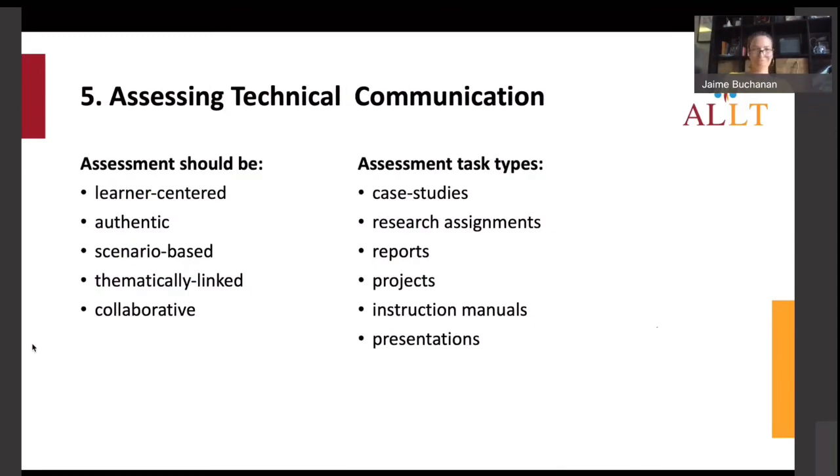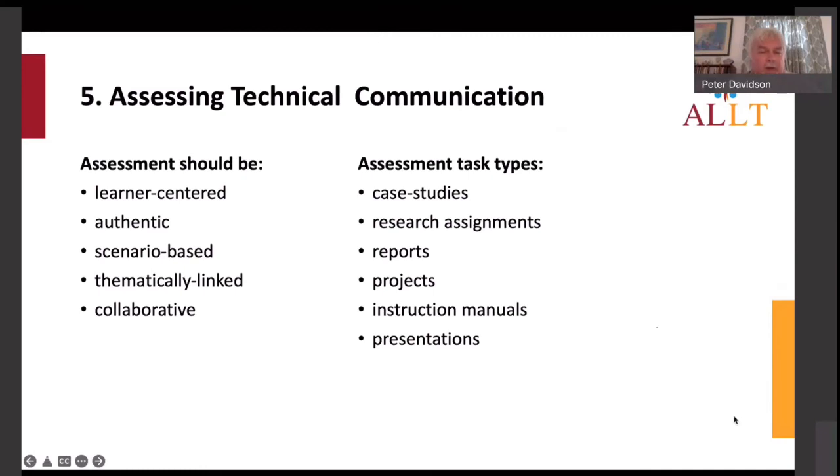Thanks, Jamie. So yeah, just very briefly, as you can see, this genre is quite significantly different from general English or English for academic purposes. So the assessment needs to reflect that. The assessment should be learner-centered. It should be authentic. That means it should replicate what students will actually have to do in the workplace, and the curriculum and the material should reflect that as well.